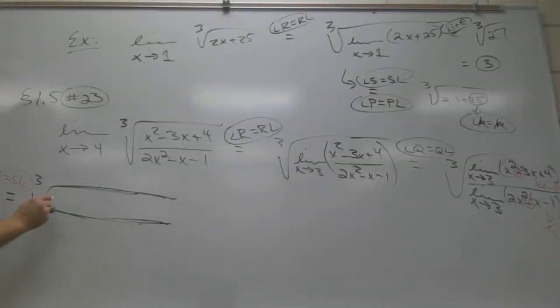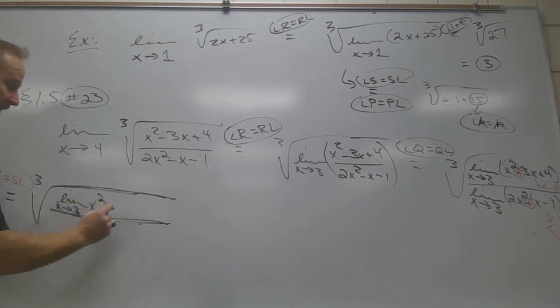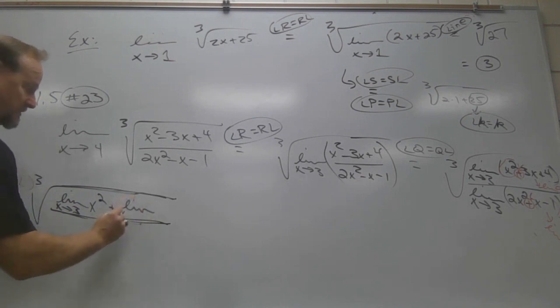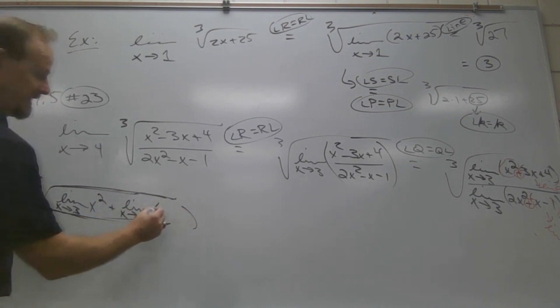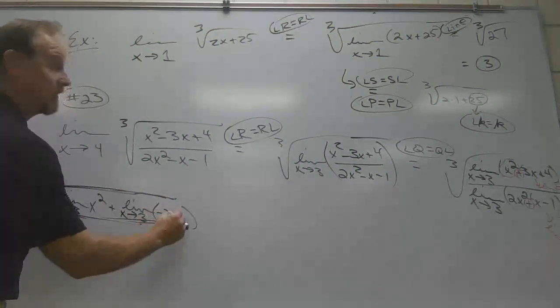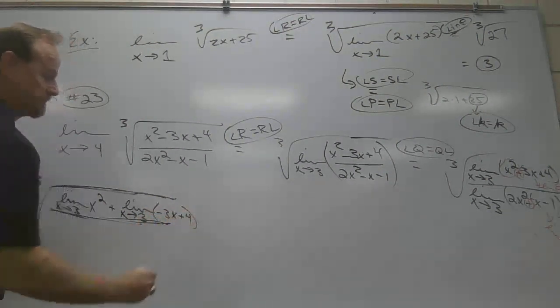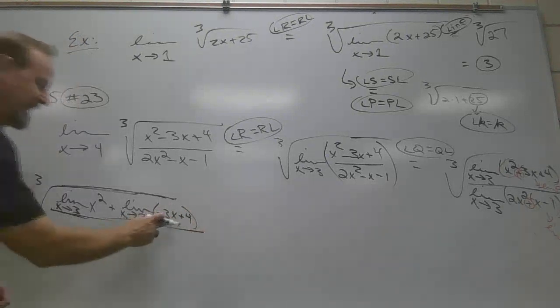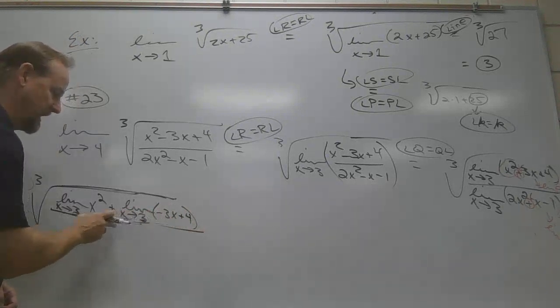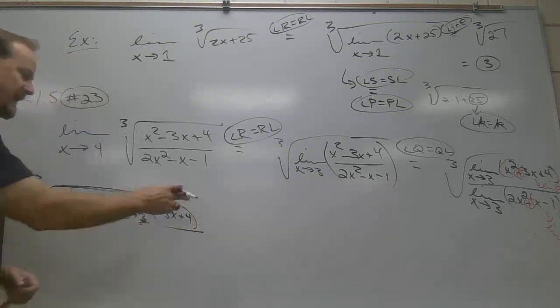So limit of the sum on top, how do I write that? That'd be the limit as x approaches 3 of what? What's the first part of that sum? x squared, and then plus the limit as x approaches 3 of what's left, which is the line, right? Wouldn't it be minus 3x plus 4? Everybody agree?